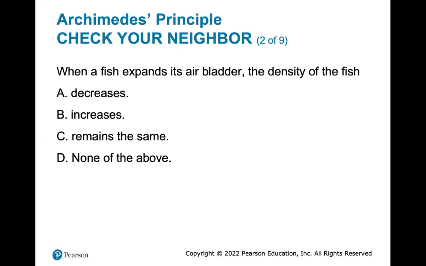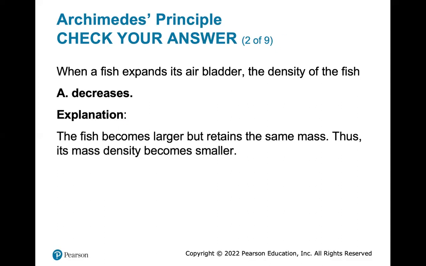Okay. When a fish expands its air bladder, the density of the fish decreases, increases, remains the same. Well, if his weight stays the same, but he's filling the air bladder, he's expanding his volume, so his density has to decrease. There it is. It decreases. The fish becomes larger, but retains the same mass. Thus, its mass density becomes smaller.